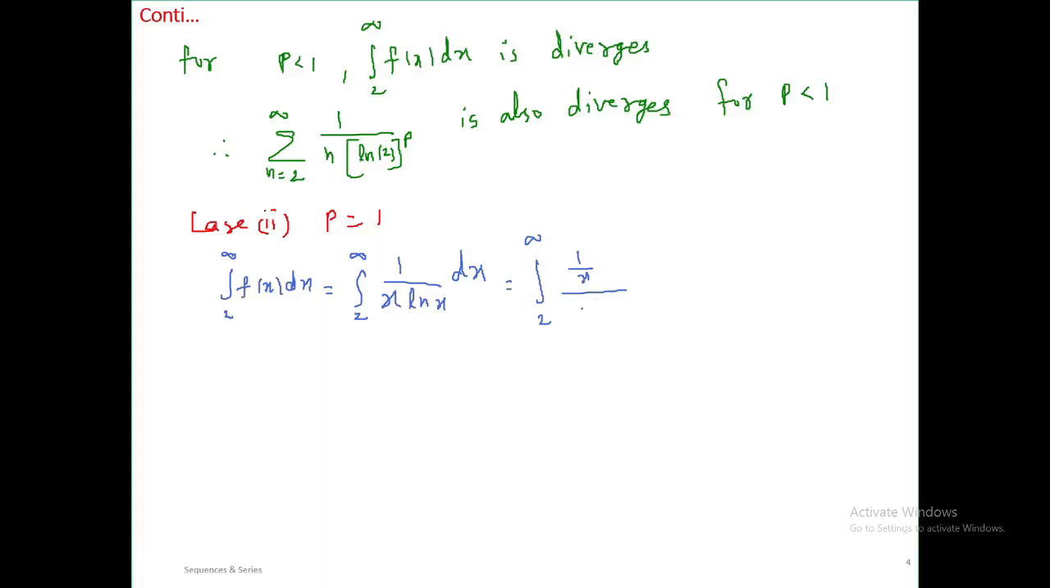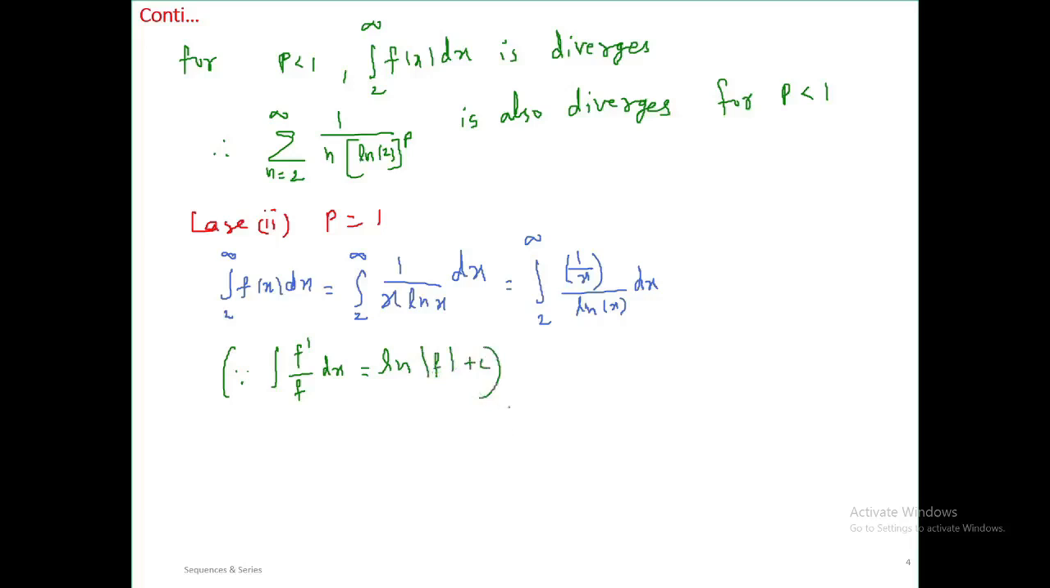ln x dx. So does it remind you of any formula? The derivative of ln x is 1 by x, which is in the numerator. So just recall the formula: integration of f dash x by f of x dx, where f dash in the numerator is the derivative of the denominator, is ln modulus of f plus some c.